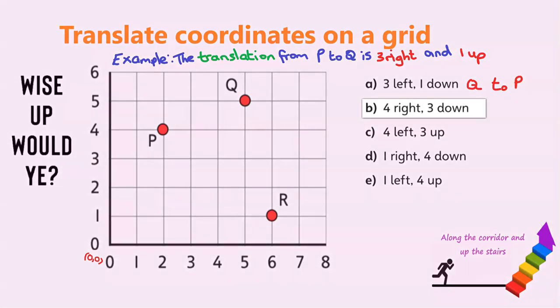What about the next one? B. 4 right and 3 down. Well, straight away we can rule out the starting point being at R because R is the rightmost point on the grid. We can rule out Q because again there's only 3 positions it can move to the right. So the starting position must be P. Beginning at P, follow the translation instruction to find out where the end point is. 4 right and 3 down. So the translation is P to R.